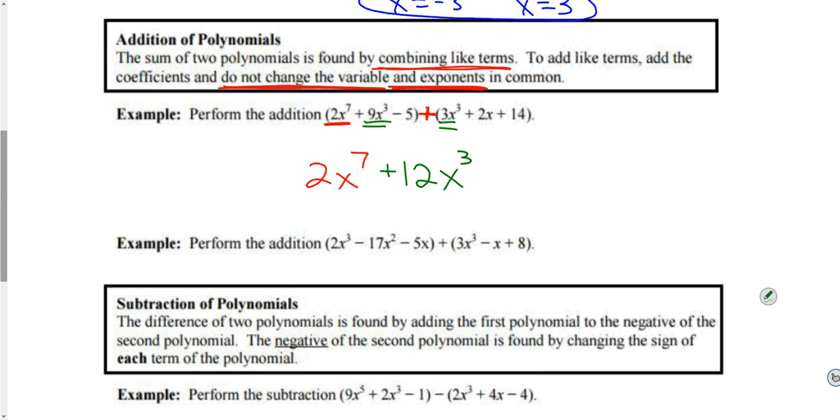And I look at my last one. It's a constant, so it's negative 5. So I go look for constants in the other one. That has a 14. So negative 5 plus 14, I think it's a positive 9. And that's your answer. So that's all there is for adding.